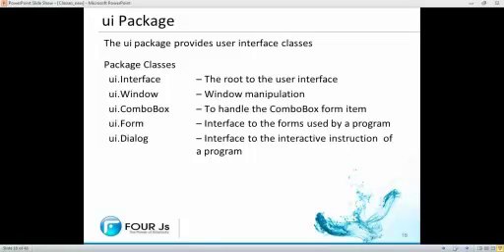There's the window class that, of course, we use for window manipulation. We saw an example of that earlier in the chapter. There's a class for ComboBox handling, to handle the ComboBox form item. There's a form class that, of course, we use to manipulate forms, and a dialog class. That's an interface to all the interactive instructions of a program. The construct, input array, menu, for example.